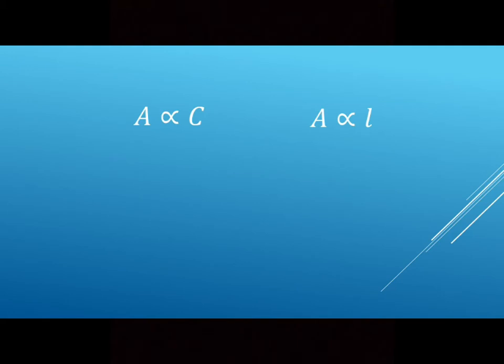Therefore, from these two relations I can write absorbance is proportional to concentration times the path length, and A is proportional to Cl. So from this I can write A is equal to epsilon Cl, where epsilon is molar extinction coefficient or molar absorptivity.